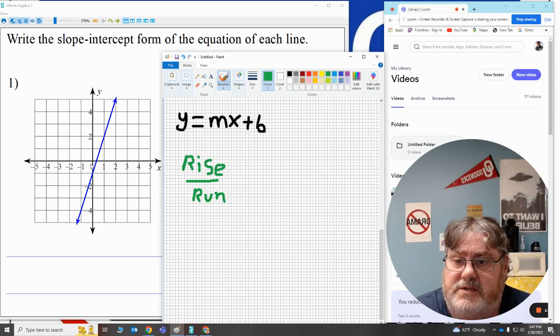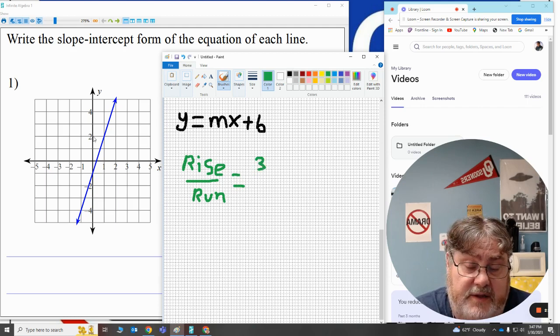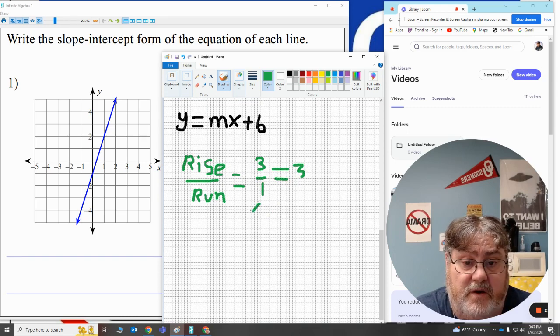So I'm going to count how many units I just rose. What is my rise? 1, 2, 3. So it rises 3, and I'll write that down. My rise is 3. Now get back on the line to that perfect point. I run positive 1. Now 3 over 1 is equal to 3, or 3 divided by 1 is 3. Anytime 1 is the denominator, your answer in slope-intercept form will be that top number, 3, okay?